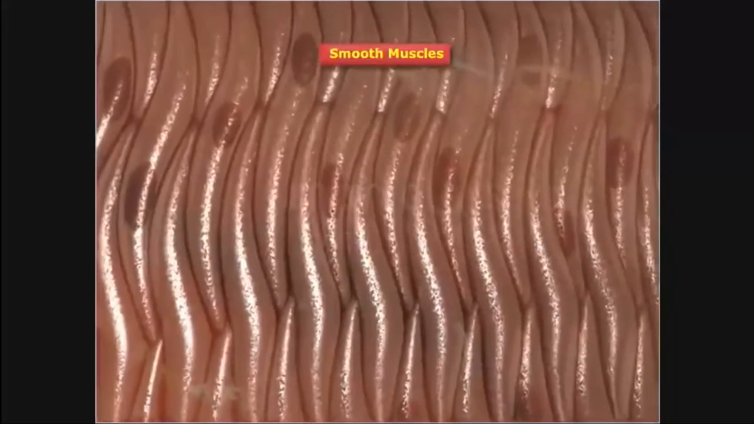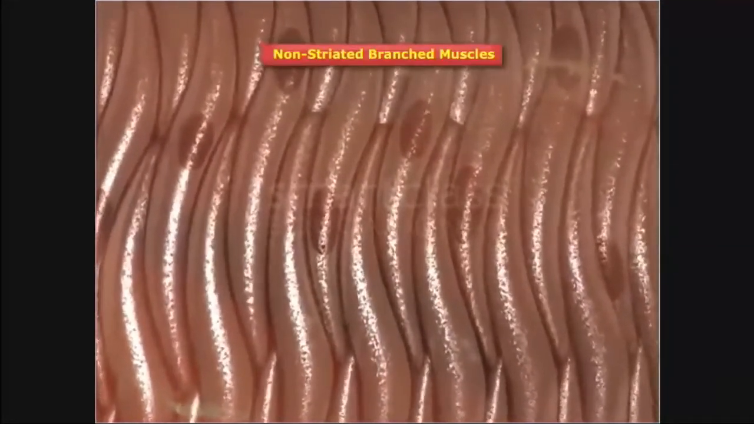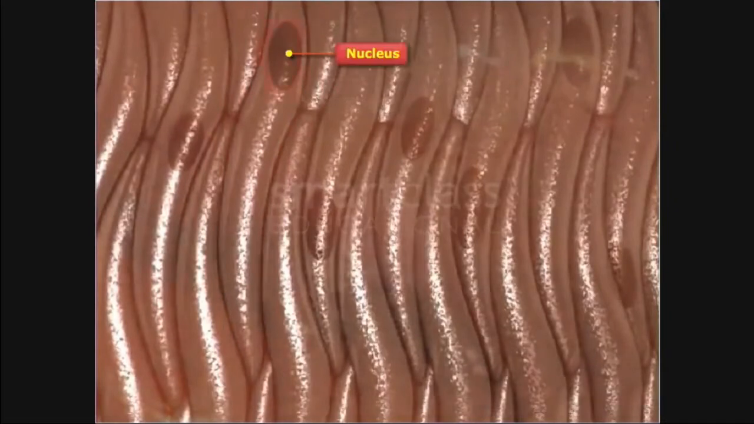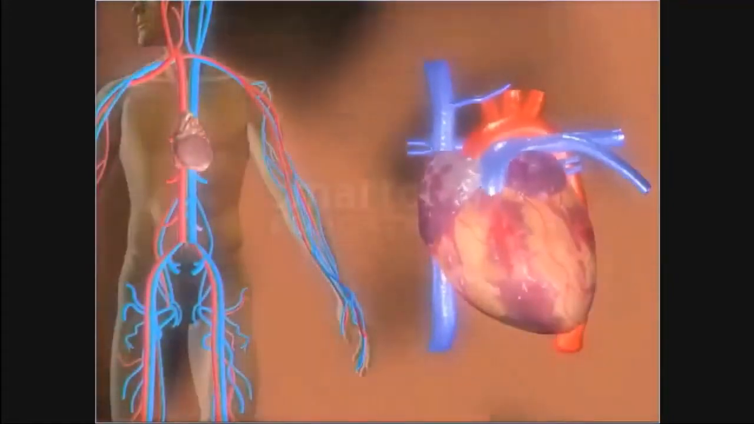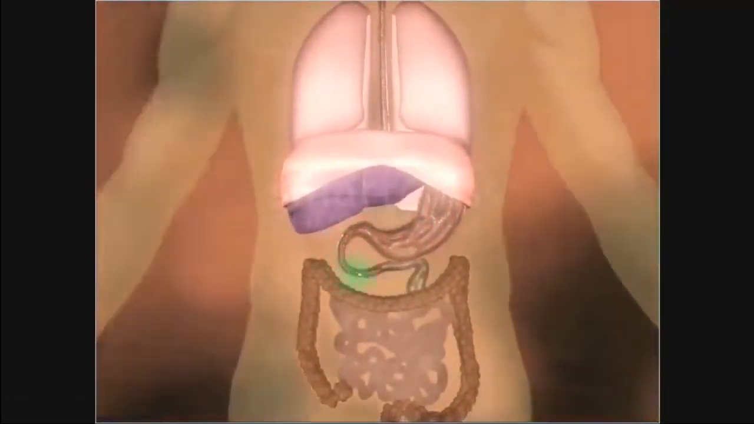Smooth muscles, also known as the involuntary muscles or non-striated unbranched muscles, are composed of elongated spindle-shaped cells with centrally located nucleus. Smooth muscles are found in the walls of the blood vessels, urinary bladder, and the digestive system. These muscles cause constriction of the blood vessels and of the bladder, and the movement of food in the digestive system.